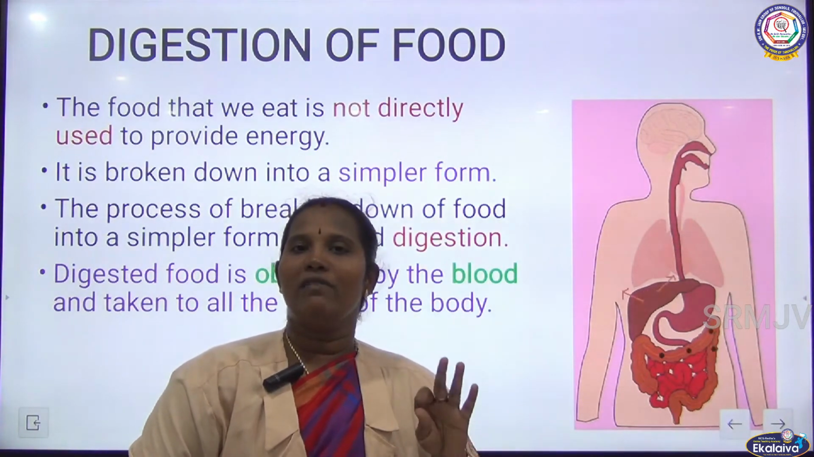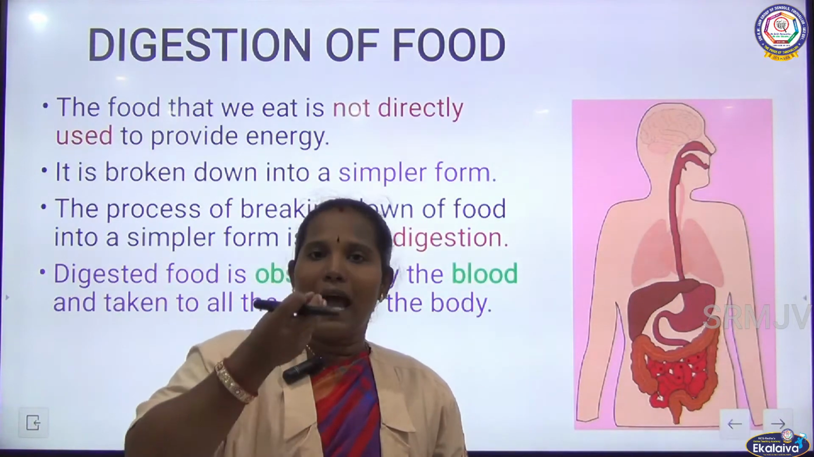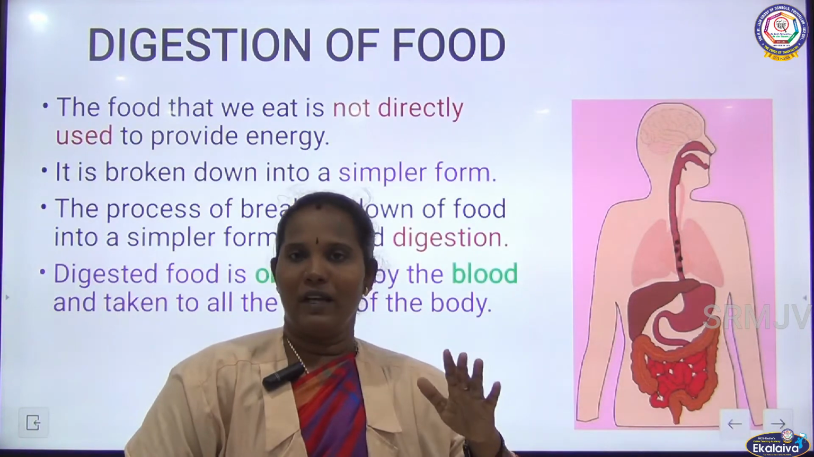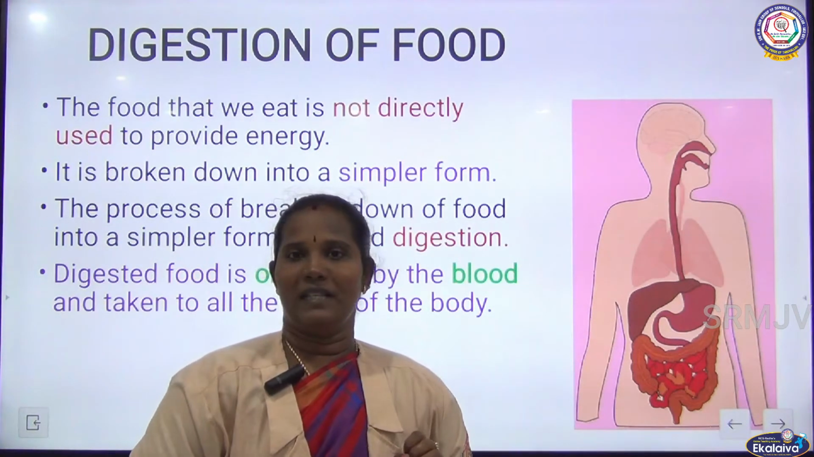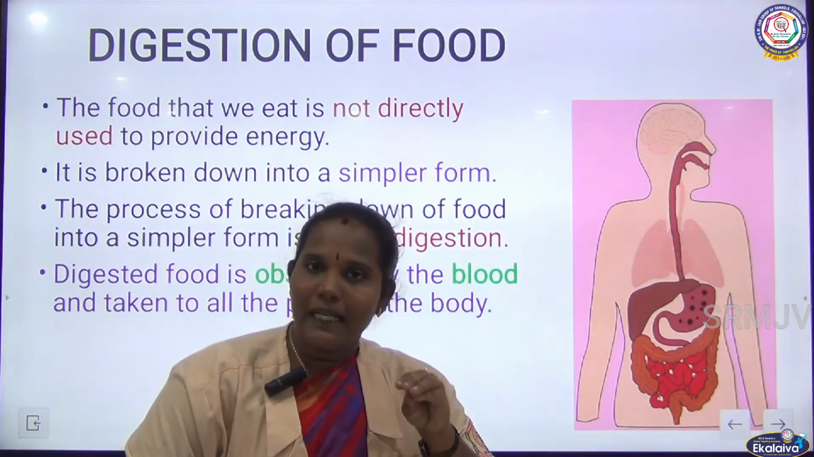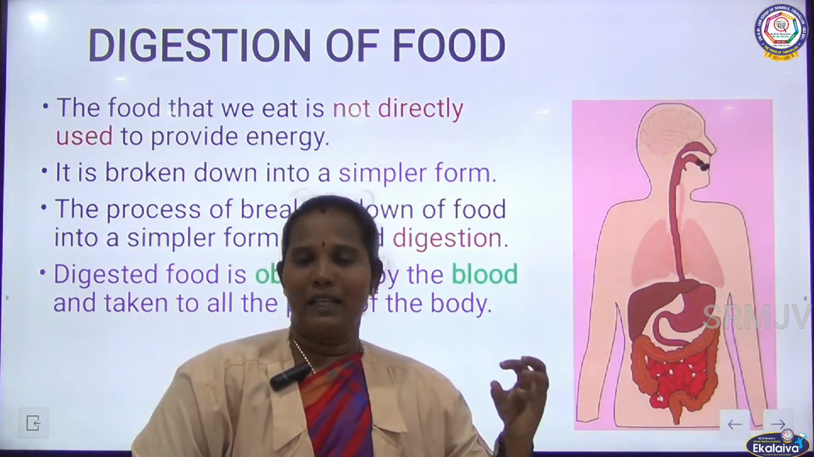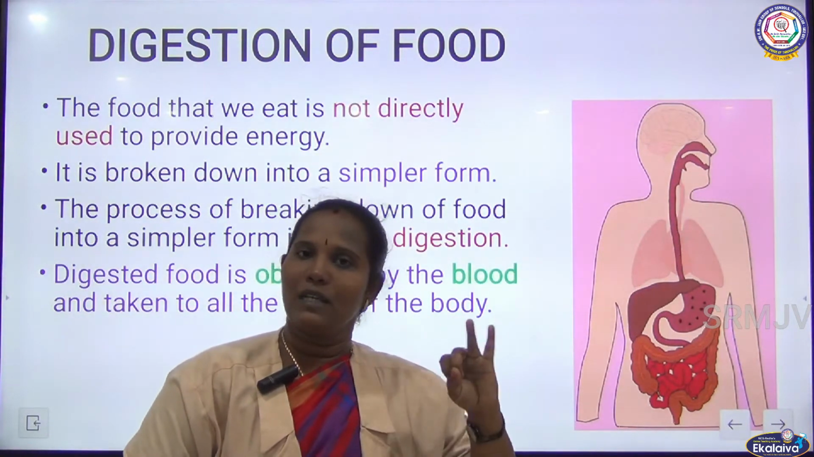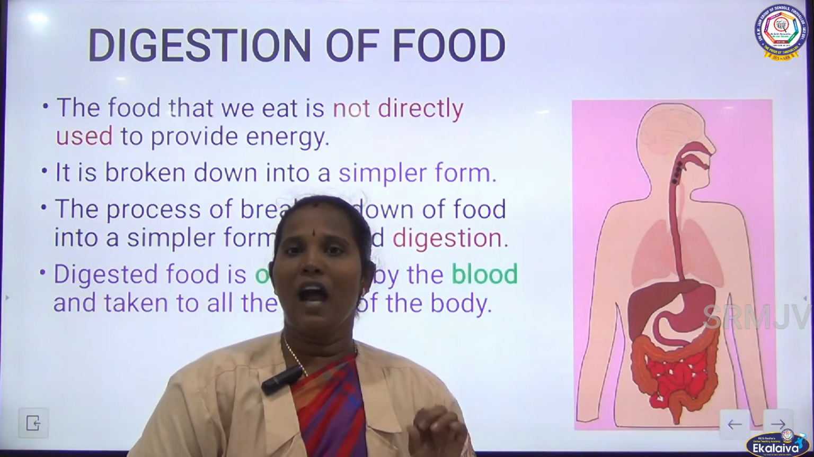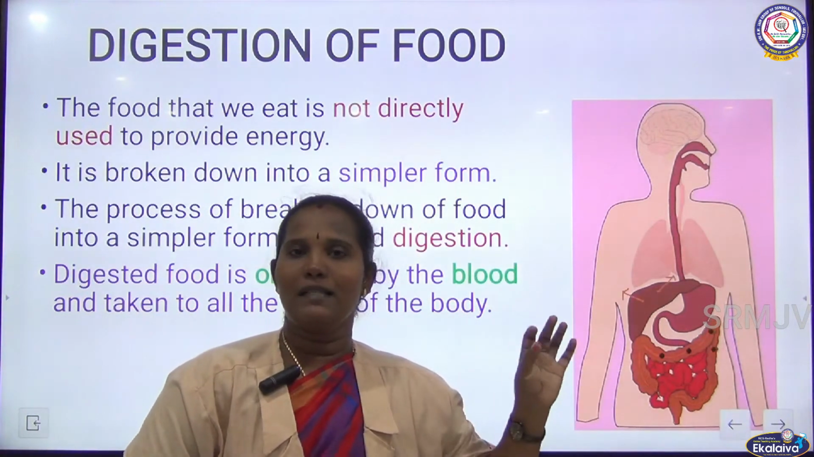Digestion has three parts. What are the three parts of digestion? First, we put the food into our mouth, and it is broken down into simpler food. Second, after digestion, the nutrients present in that food are absorbed by the intestine walls. Absorption is the second process. Third, after the absorption, unwanted materials are sent out through the place called the anus.